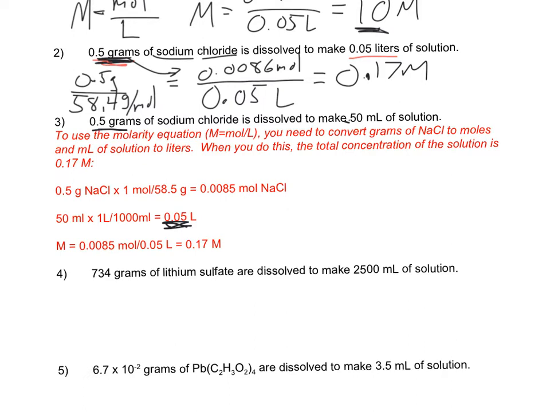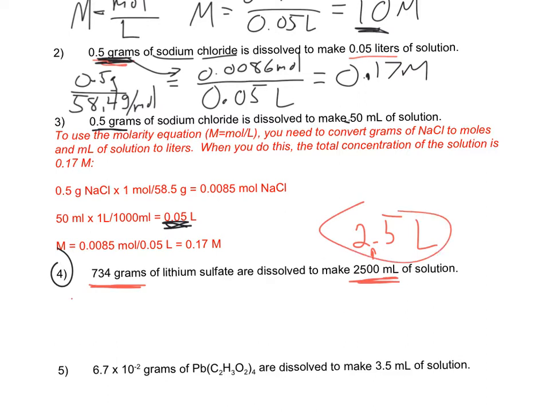Alright, moving down here to number 4. 734 grams. Okay, so again, we're given grams, not moles. So we're going to have to do that first conversion step of lithium sulfate dissolved to make 2,500 milliliters of solution. Again, it's in milliliters. We need it to be in liters. And just remember that 1,000 milliliters equals 1 liter. So 2,500 milliliters is equal to 2.5 liters. So that's our volume that we're going to use.